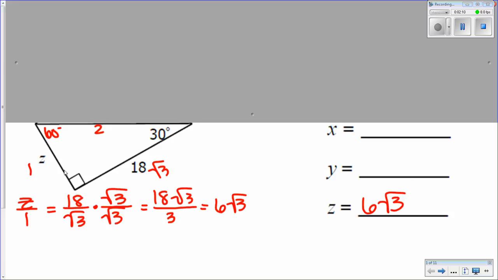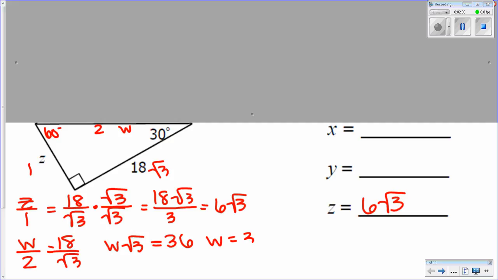While z is the only side labeled, you do need to find this side because it is the one shared between the two triangles. So I'm just going to put a w here so that we can solve it. Set this one up, w over 2. You can use 18 again if you want, so 18 over root 3. You will cross multiply this and get w root 3 is equal to 36. When you divide, w is equal to 36 over root 3.